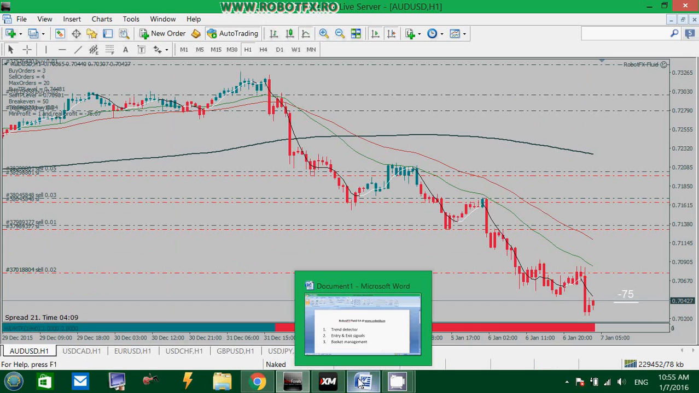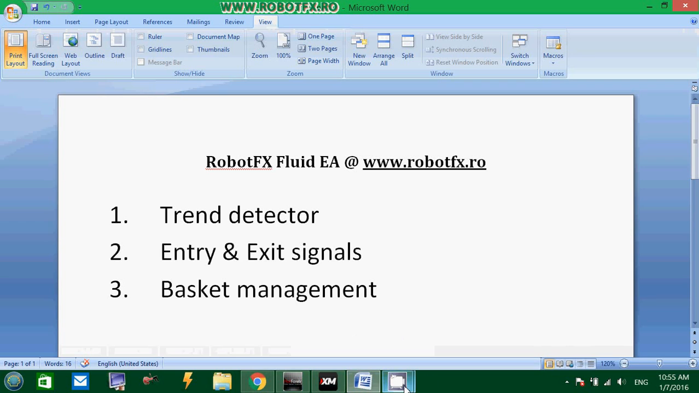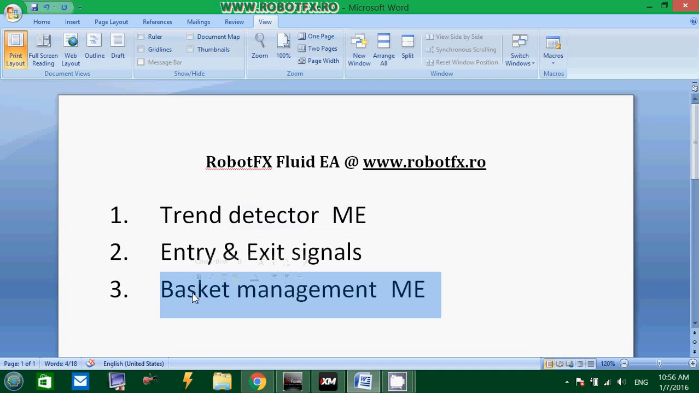Okay, this is it, and I hope you understood, and I hope you also understood that this is how I trade with this RobotFX Fluid expert advisor, because I follow the trend. I follow the trend and I hedge. And you can customize it to do whatever you want, and you can use it in many other ways. Maybe only for trade management, for basket management, or only for the entry signals, or maybe only for the trend detector you choose.